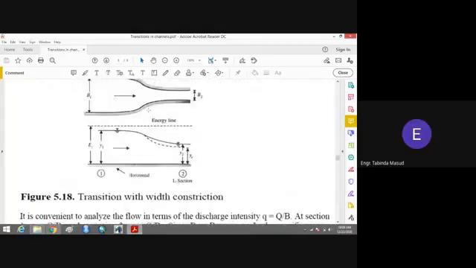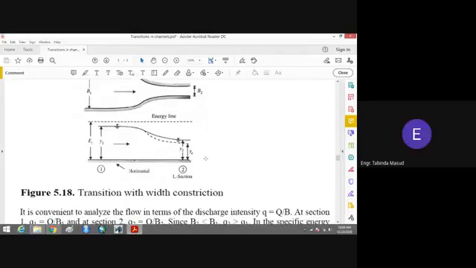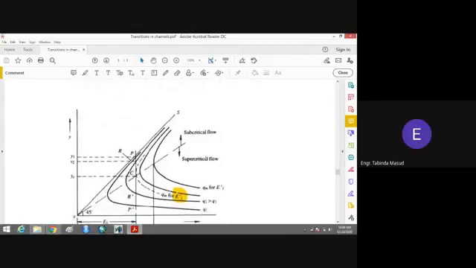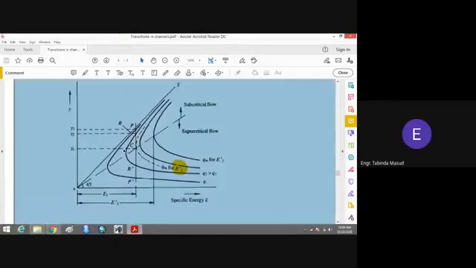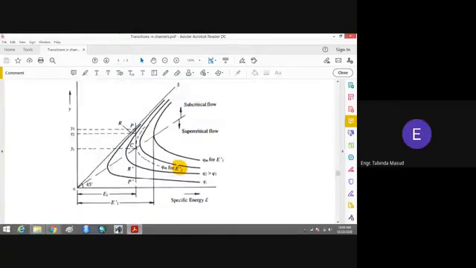You can see that in a channel we have a section 1.1 where energy is E1 and depth of the flow is Y1. And in the contracted section we have a section 2.2 where the depth of the flow is Y2. This first specific energy diagram is for the discharge in a channel, and this second specific energy diagram is for the discharge in a contracted section.